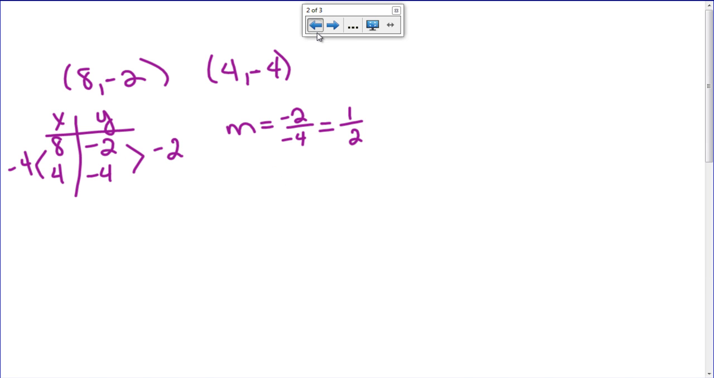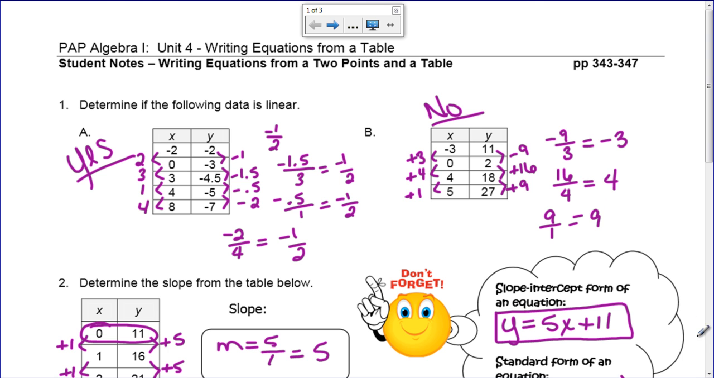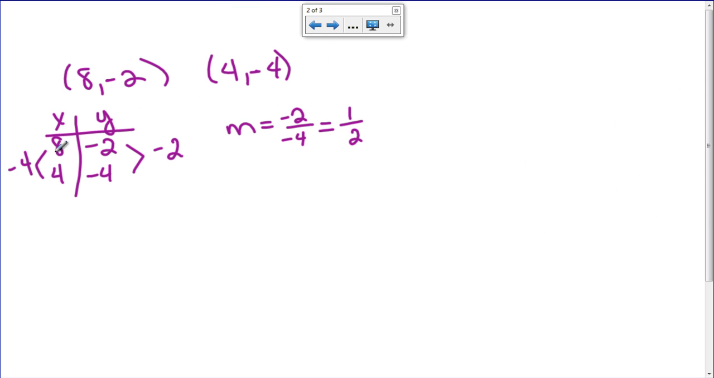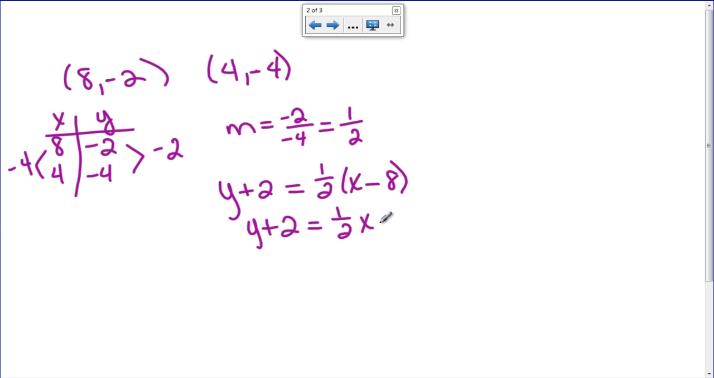So I'm going to use my point slope form so I can write my equation. And it says that I need that equation to be in standard form. So I'm going to go to standard form from here. So I'm going to start with point slope, and I'm just going to use this first point, this 8 negative 2. So I end up with y plus y1, or minus y1, so it becomes y plus 2 since y was negative, equals my slope 1/2 times x minus 8 because that's my x value. We'll distribute, so I have y plus 2 equals 1/2 x minus 4. Half of 8 is 4. And then I'm going to subtract 2 from both sides.